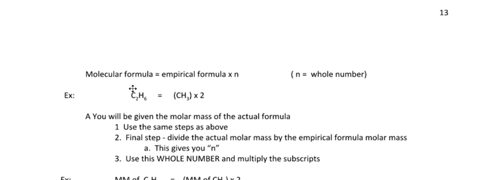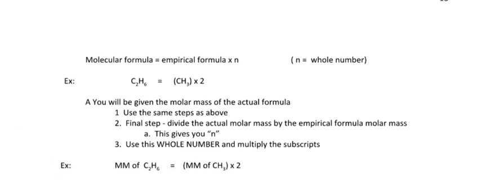So how are you going to figure it out? You will be given the actual molar mass of the true formula. So I'll give you a number. This is the molar mass of the molecular formula. It says use the same steps as above, but when you are done, you're going to divide the actual molar mass, the one that I'm going to give you, by the empirical formula molar mass, and that will give you this n. That will give you what this 2 is. It has to be a whole number. It must be a whole number. If it's not, you made a boo-boo, okay? And then multiply these subscripts.